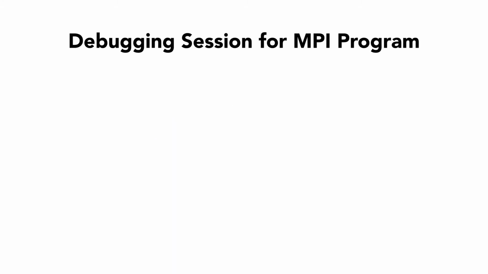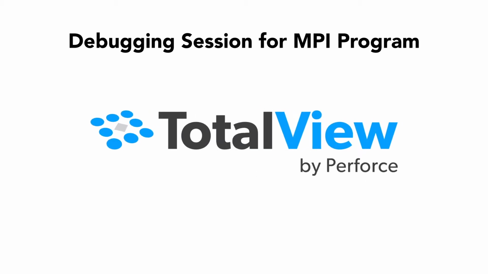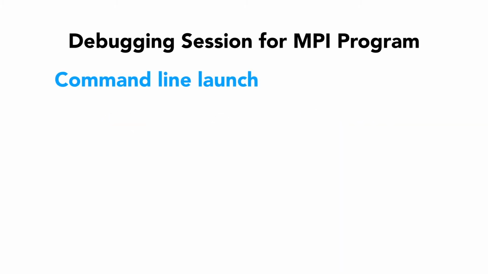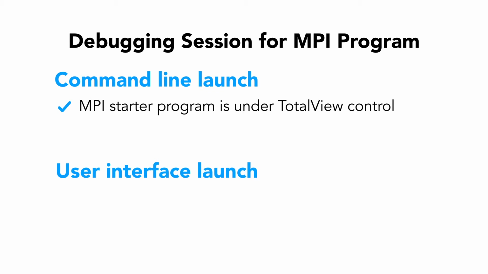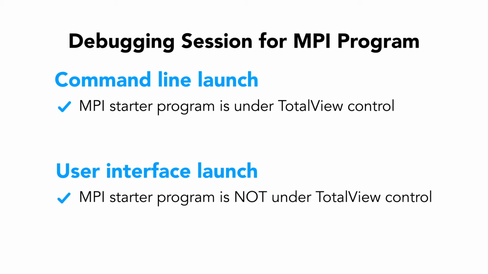There are several different ways of starting a debugging session for an MPI program with TotalView, and we're going to focus on two of those today: a command line launch and using the TotalView user interface. When you start debugging an MPI program from the command line, the MPI starter program is under TotalView control. When you start debugging an MPI program from the TotalView user interface, the MPI starter program is not under TotalView control, and we'll see what difference that makes.